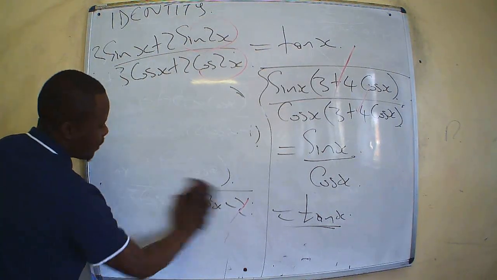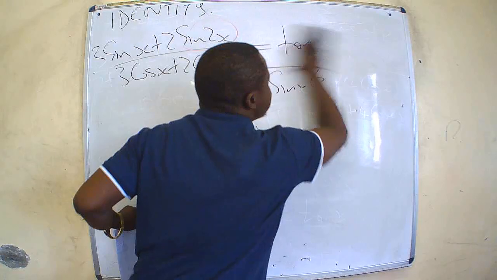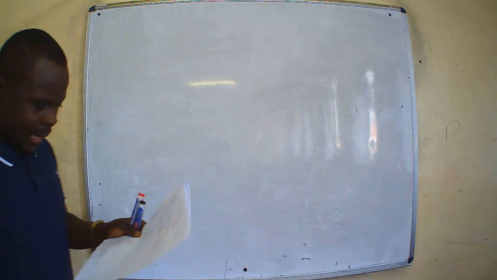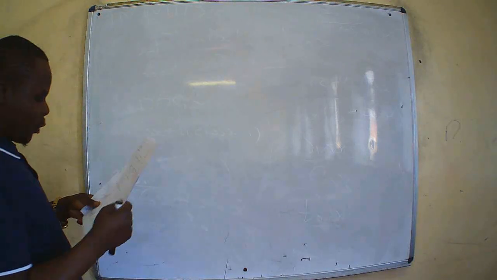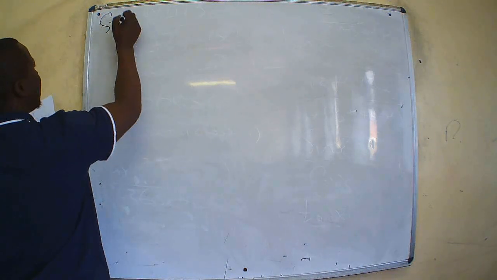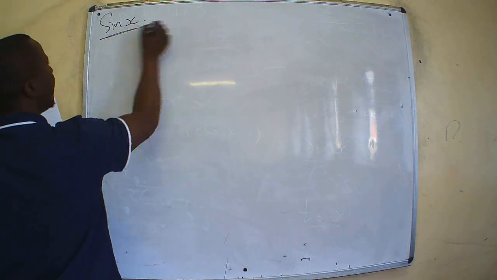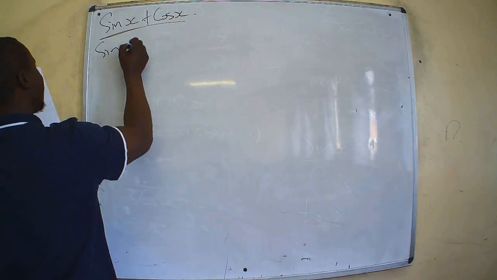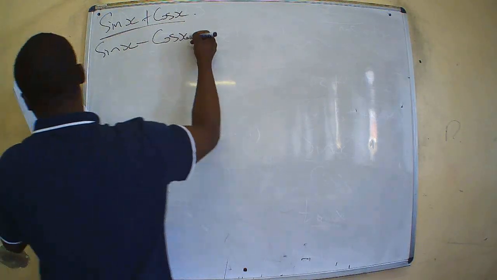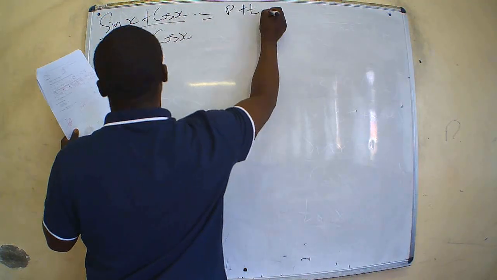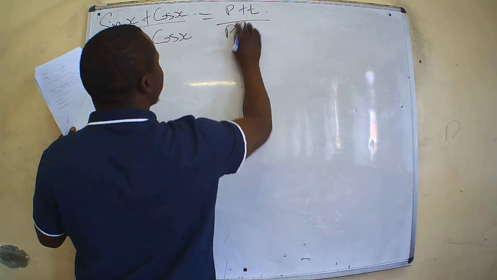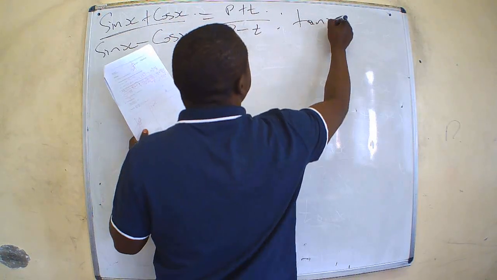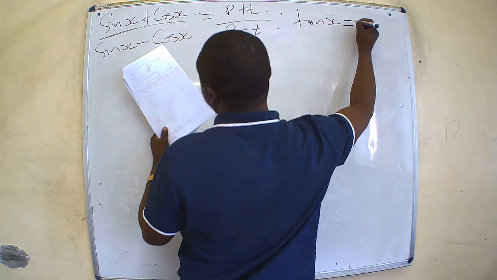The last question is one whereby we are supposed to show that (sine x plus cosine x) divided by (sine x minus cosine x) can be written as (p plus t) over (p minus t). In this case, tan x is given as p over t.